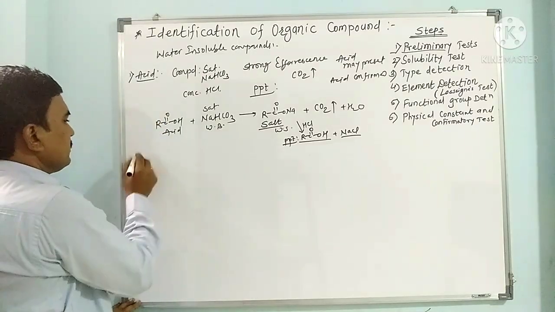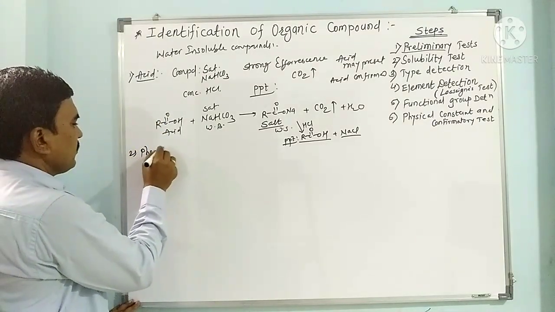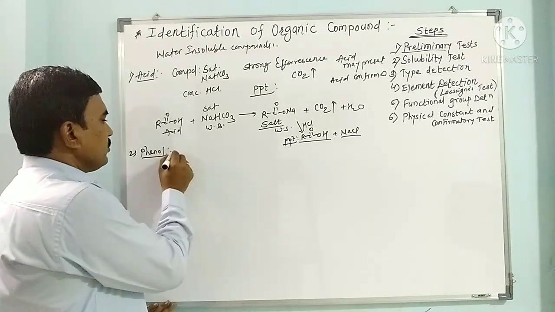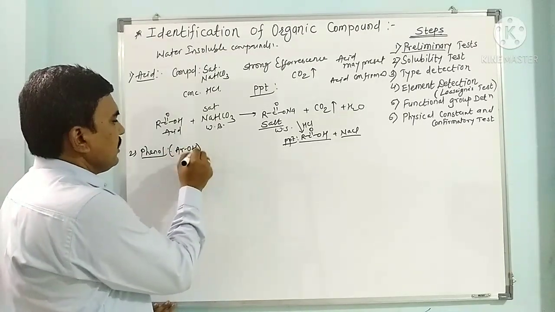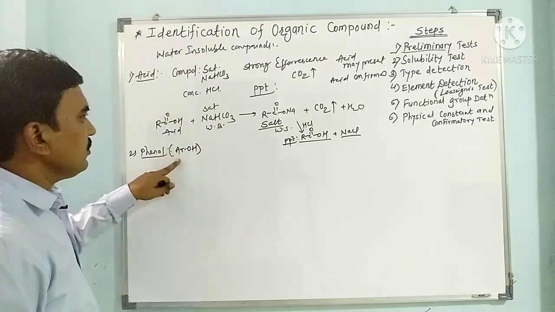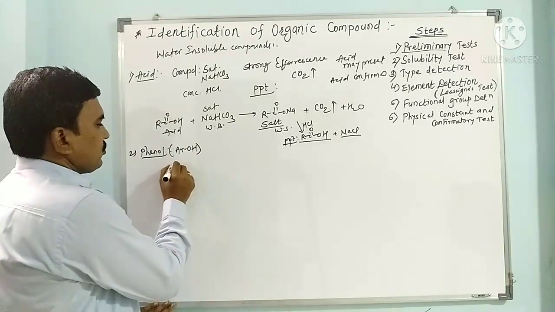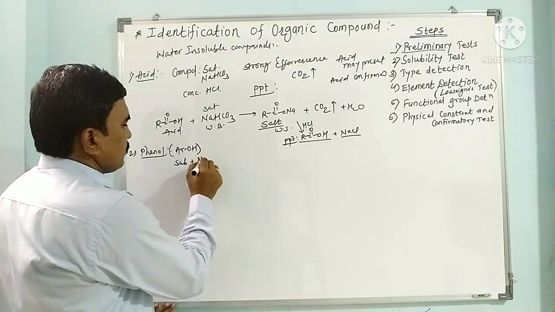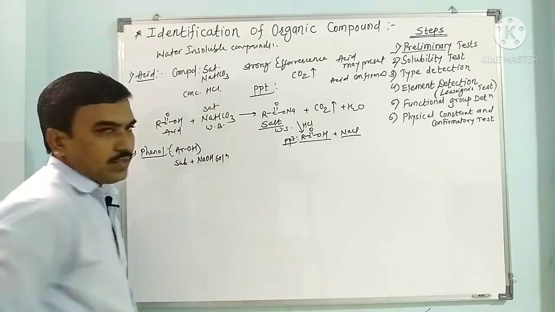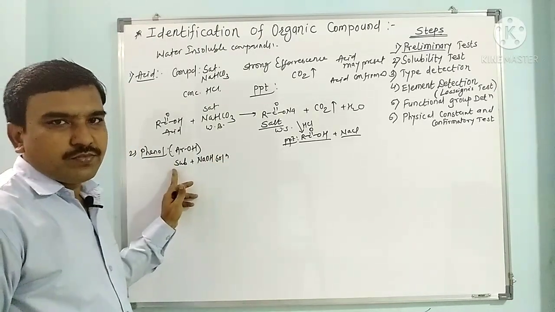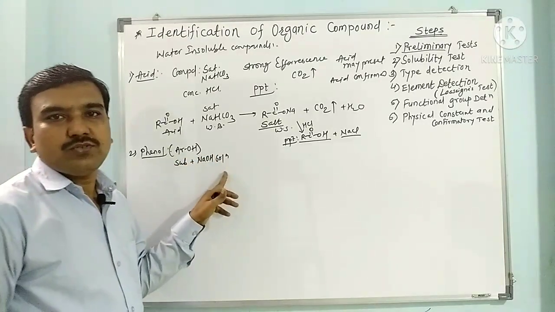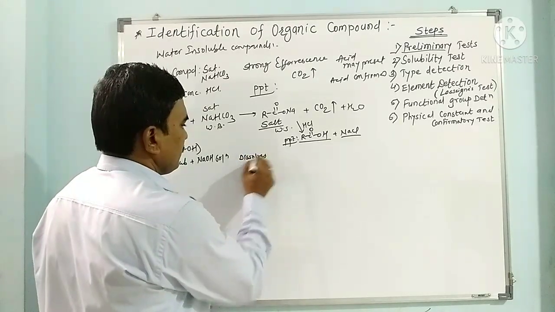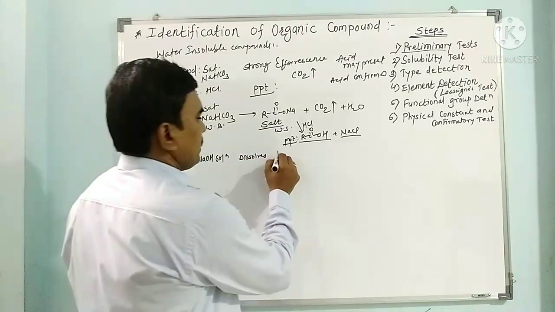Now in the next step, for phenol, as phenols are also acidic in nature but weakly acidic. Phenols are ArOH, aromatic hydroxy compounds. To check phenol, we add a strong base such as sodium hydroxide. So we add the substance plus NaOH solution. When sodium hydroxide solution is added to phenol, it dissolves in the sodium hydroxide. So the substance dissolves, and when the substance dissolves, we can say phenol may be present.